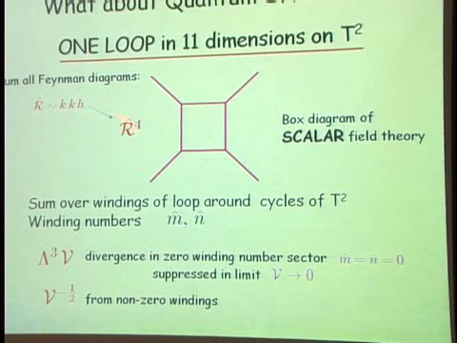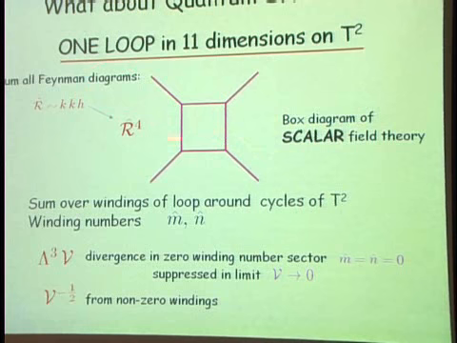So an important point, of course, is that there are 8 powers of momentum that are factored out. So this is an 11-dimensional scalar field theory box diagram which has a lambda cubed divergence, where lambda is a cutoff. So there is a divergence, even if it's much less than it would have been without this prefactor.